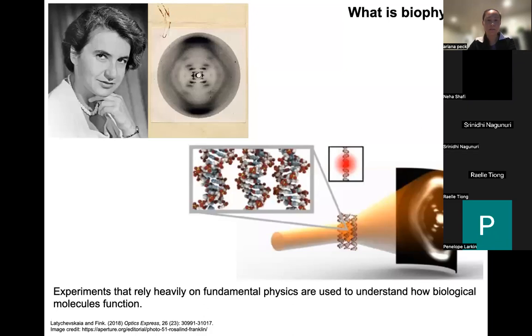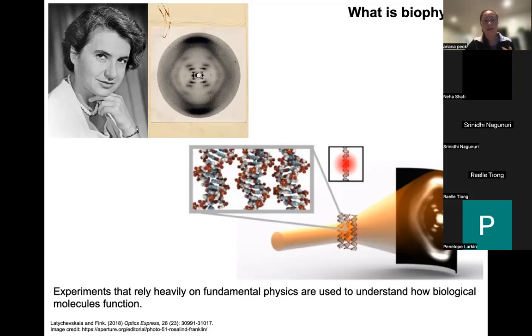A good place to start is to address the question of, well, what is biophysics? Biophysics is a field in which we make use of experiments that depend heavily on a detailed understanding of fundamental physics, like the way that matter interacts with sources of radiation like electrons or X-rays. And we use those experiments to understand how biological molecules function.